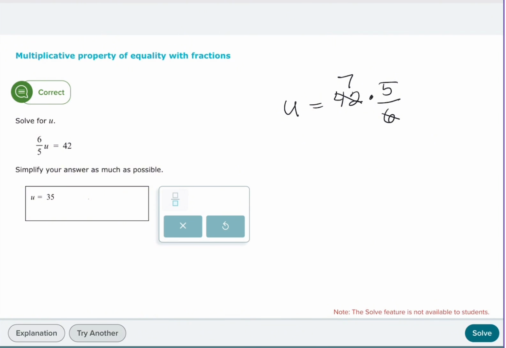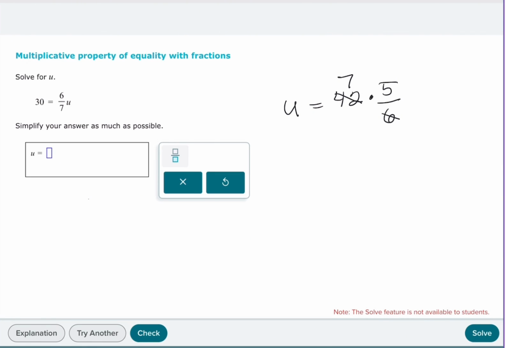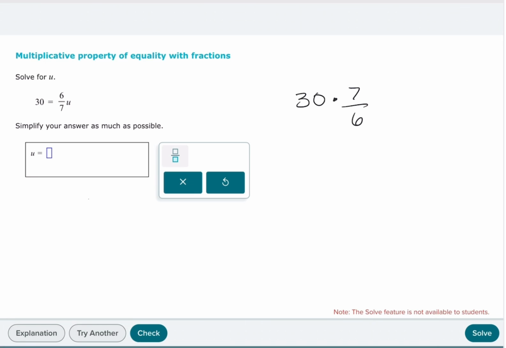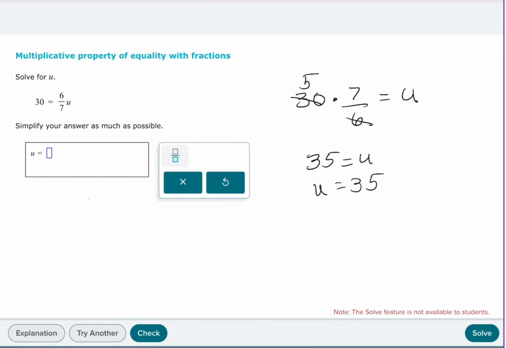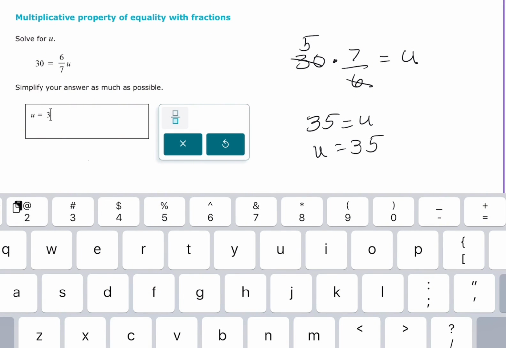Let's do another one. So 30 multiplied by 7 over 6 is equal to u. And if I divide this out, I'm going to get 5. And so my result is 35 is equal to u, or u is equal to 35. Doesn't matter which way you write it, but we do like to have the variable on the left and the result on the right.